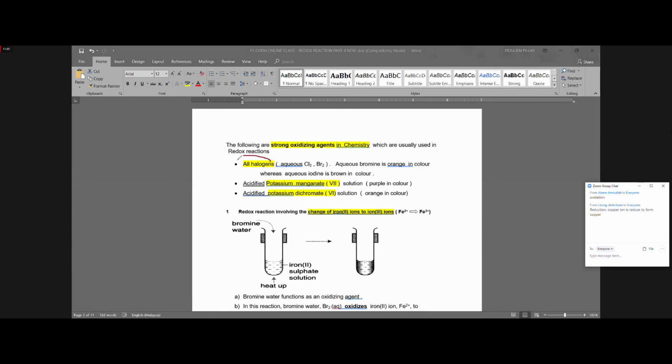Okay, ready? All right. So the 3 famous oxidizing agents. First one is the halogens. The 2 halogens are these 2. They won't ask for fluorine, neither will they ask for iodine, because iodine is a very weak oxidizing agent, so no need. Only stick to aqueous chlorine or aqueous bromine. Aqueous chlorine is the pale green solution, bromine is the orange color solution. Or brown, aqueous bromine, you can put orange or brown also can.